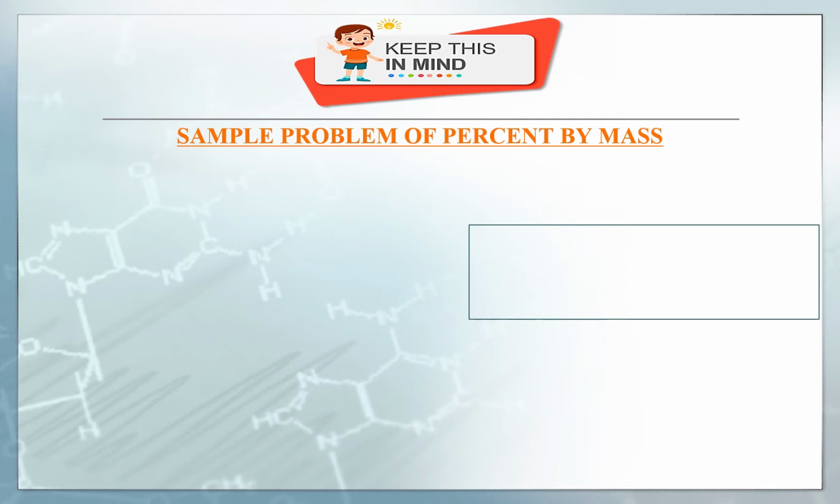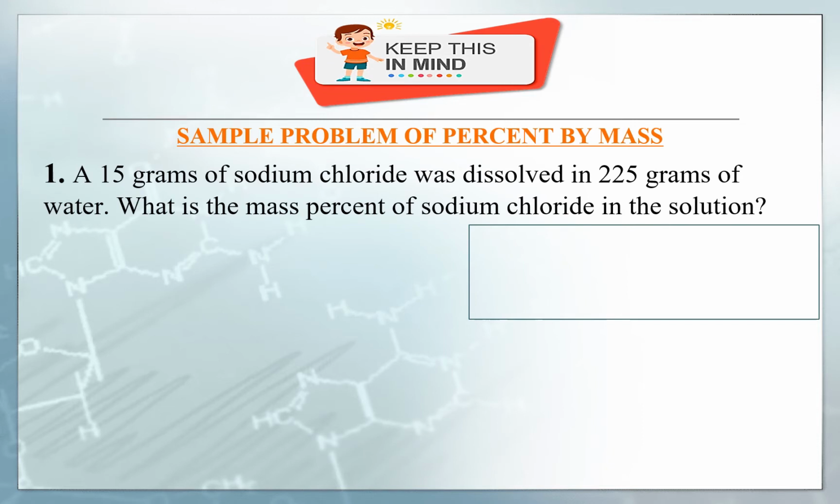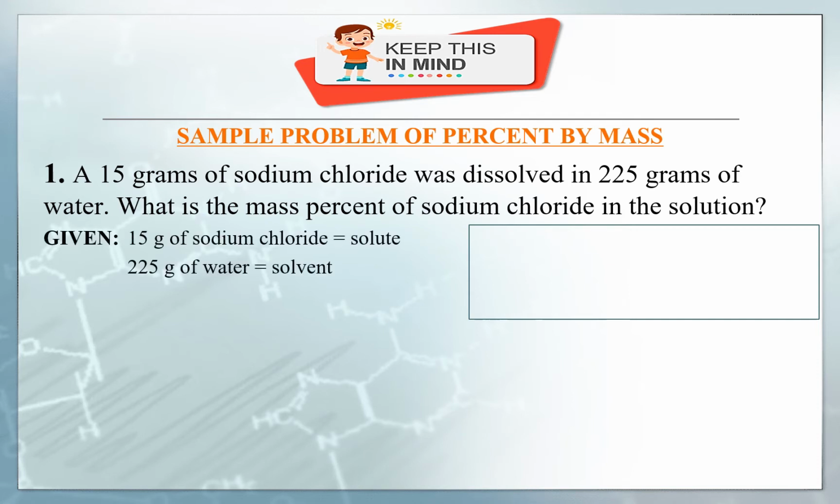Let's proceed to the sample problem of percent by mass. Problem number 1. 15 grams of sodium chloride was dissolved in 225 grams of water. What is the mass percent of sodium chloride in the solution? Remember, in solving a word problem, you have to write the given, what is required or asked in the problem, and the solution. So in our word problem, the given are the following: 15 grams of sodium chloride, which is our solute, and 225 grams of water, which is our solvent.